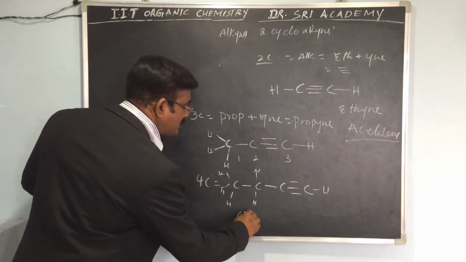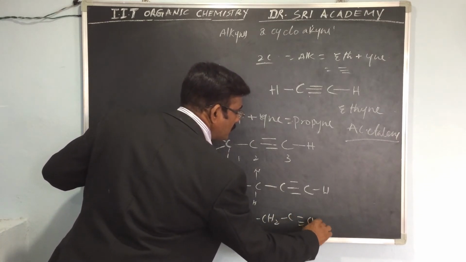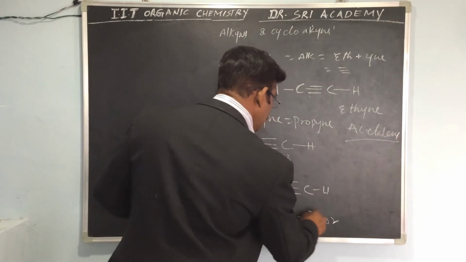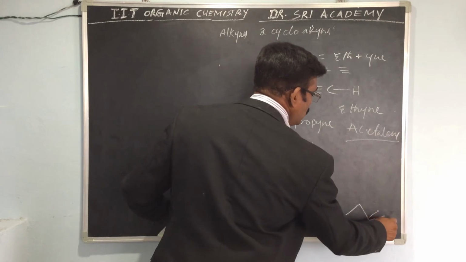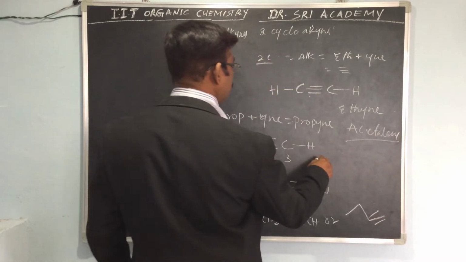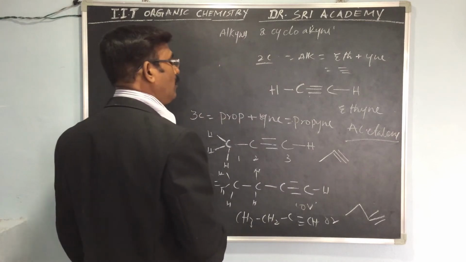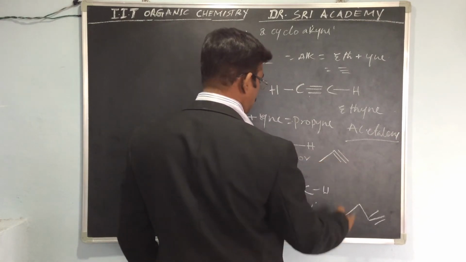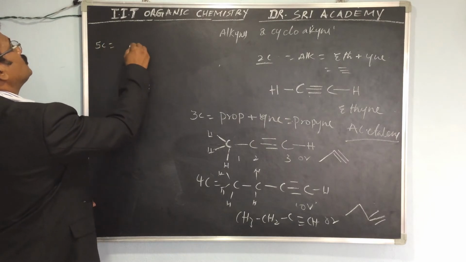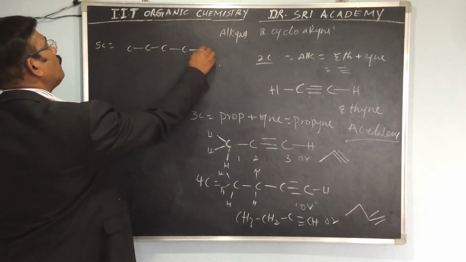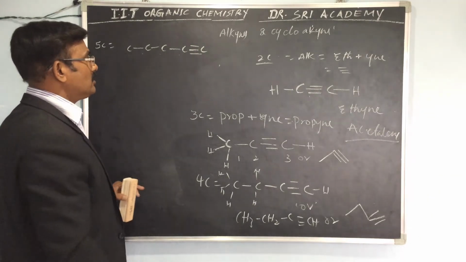So what is the structure? CH3, CH2, C triple bond CH. So in R we can write like this also. One, two, three, four, so the triple bond is there like this. For this, one, two, three, the triple bond is there. Okay? You can write it like this. So butyne. Now pentyne. Pent means five carbons. One, two, three, four, five. Any two carbon atoms having the triple bond is the pentyne.